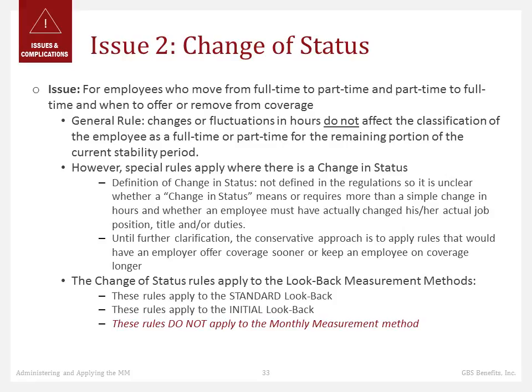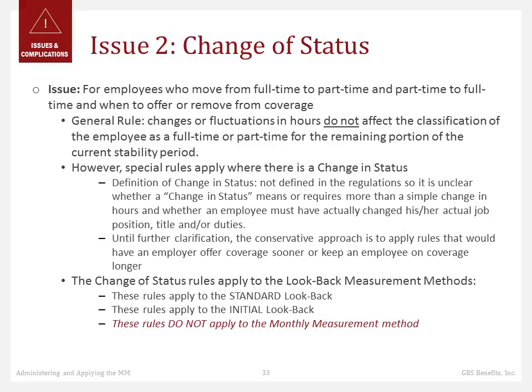So the definition, we do know some things. We do know that change in status is actually a situation where somebody moves from one job to another. That is clear. But what we don't know is if change in status applies to someone who has exactly the same job, but they are now working part-time or they are now working full-time.